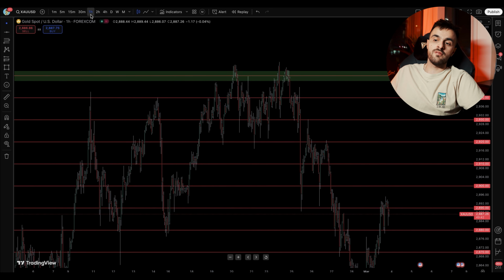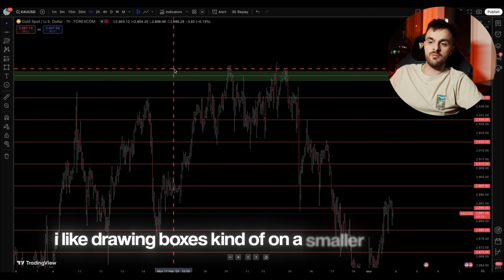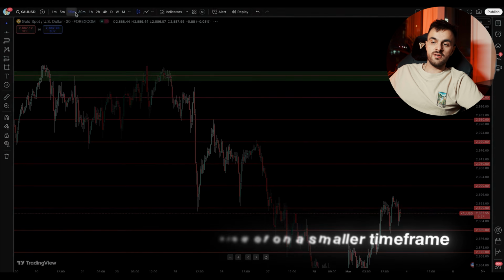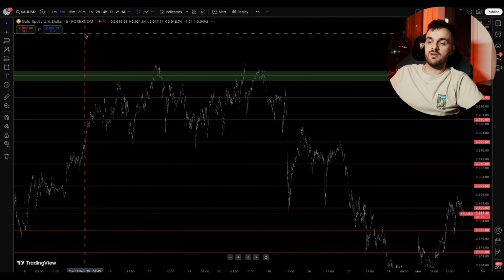You could even step down from the 1 hour. You could even go to like a 30-minute once you get a little bit better, or a 15-minute. But notice what I did at the beginning was I started in the 4 hour and then I stepped down to draw the boxes on the 1 hour. I like drawing the boxes on a smaller time frame because it keeps it relatively in that size for that time frame. It doesn't get too big.